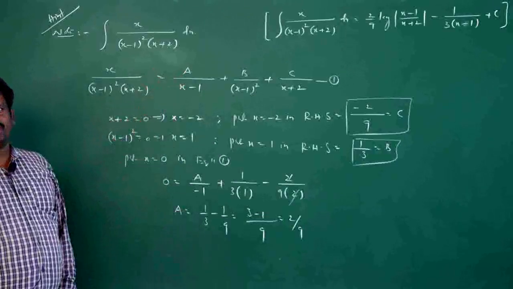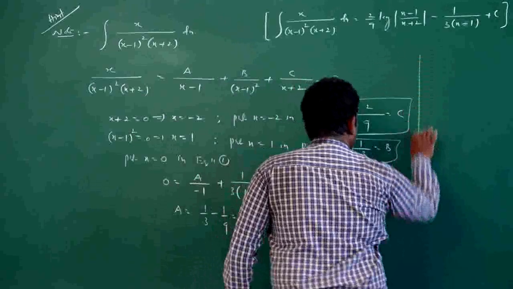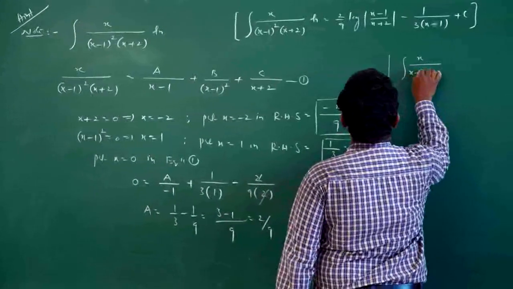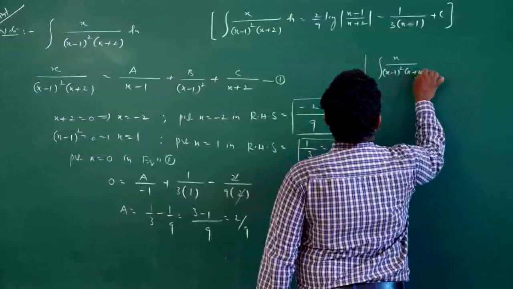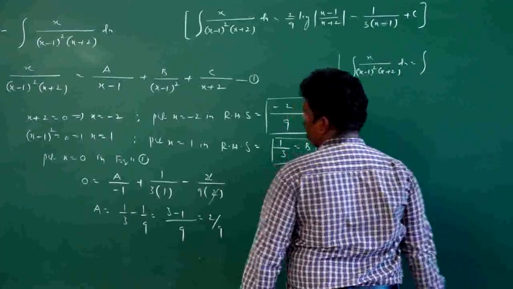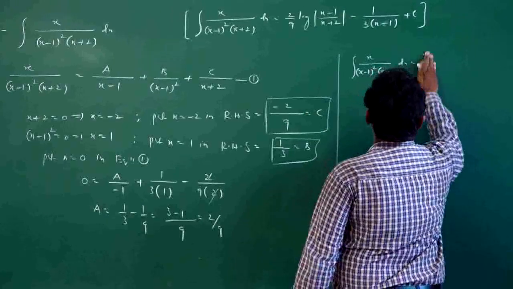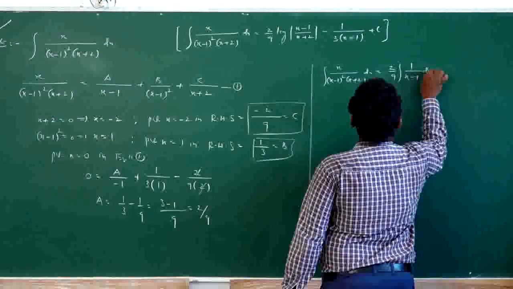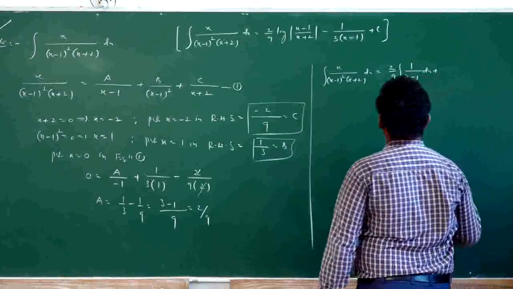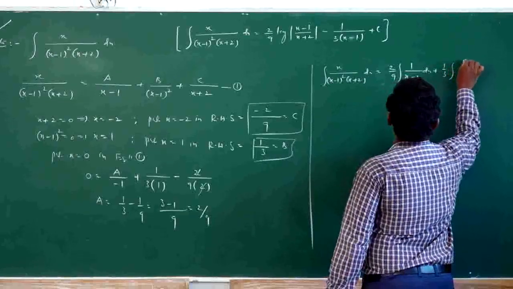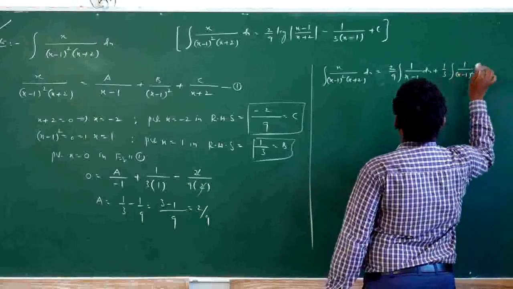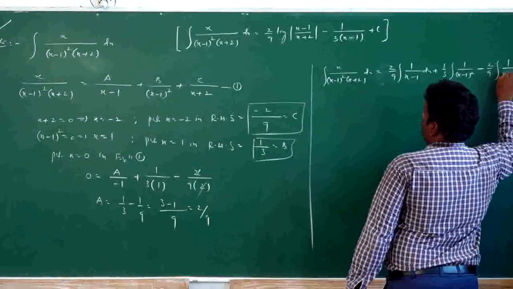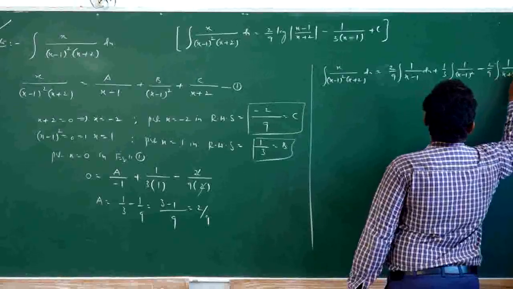Now we substitute these values in equation 1. Then integral of x by x minus 1 whole square into x plus 2 dx is equal to integral of A, which is 2 by 9, so 2 by 9 integral of 1 by x minus 1 dx, plus B, which is 1 by 3, 1 by 3 integral of 1 by x minus 1 whole square, minus 2 by 9 integral 1 by x plus 2 dx.